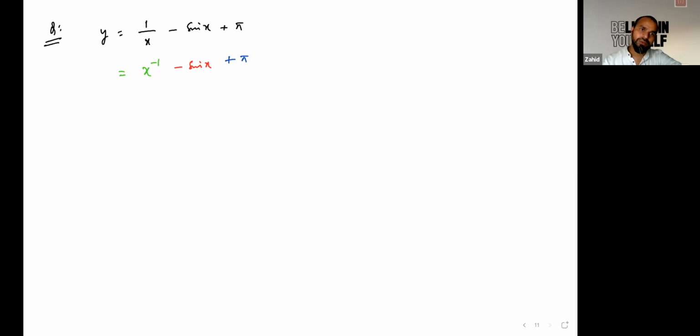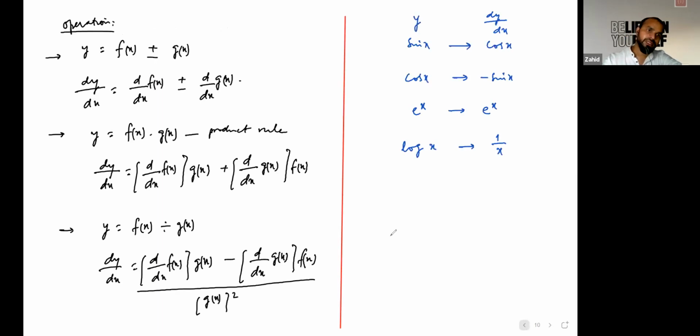So according to the rule of differentiation, for any functions which are related to each other by sum or difference, just differentiate each part individually. There is no impact of one over the other. Okay.